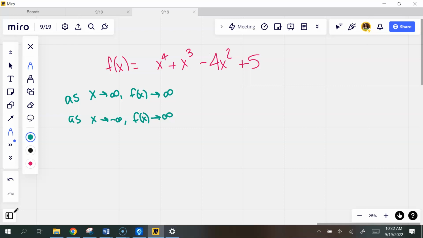Okay. What is the y-intercept of this graph? It's going to look kind of like a W. That's right. Because it is a what? What's the type? It's a quartic. Yes. Put it in your calculator and let's sketch it out.